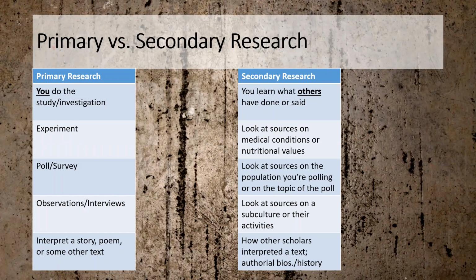It's secondary research. You're looking at sources on medical conditions or nutritional values or someone else's experiment. You're looking at demographic information on the population that you're polling or the topic of the poll. You're looking at background information on the subcultures that you're observing or interviewing. Or again, if you were interpreting a short story, you might do secondary research to look up the information about the author's biography or the historical events that took place when the author was composing or publishing that story.